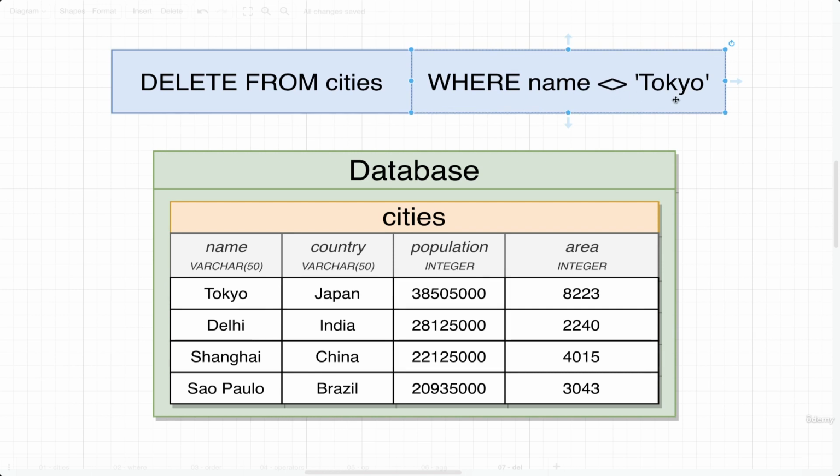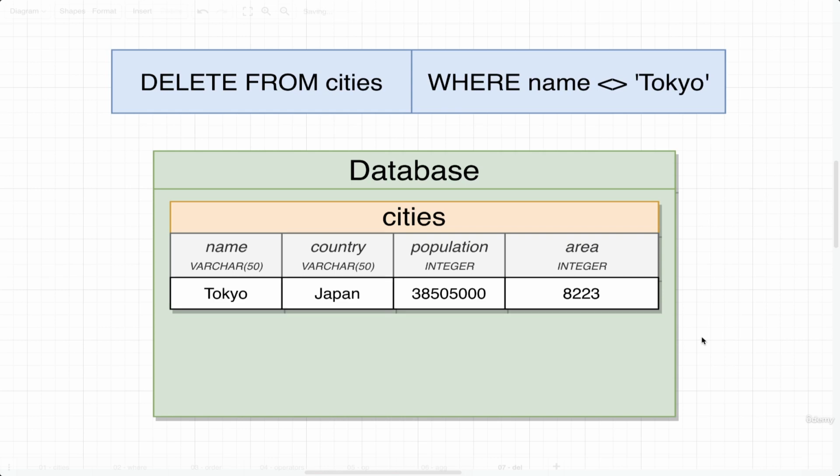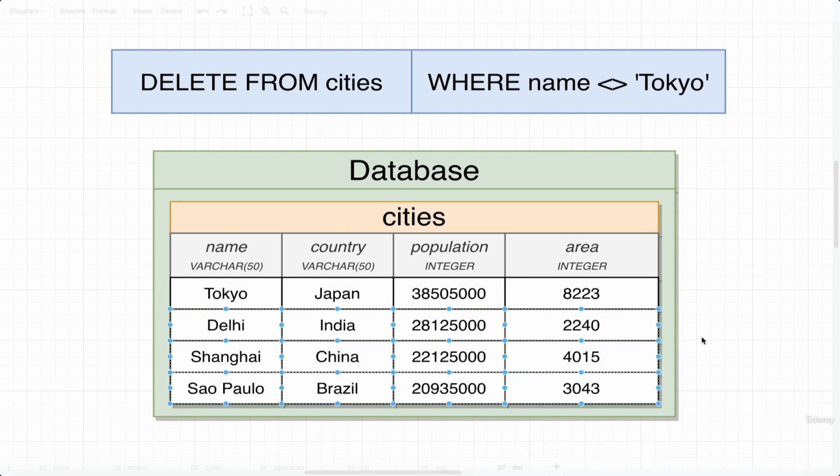Where name is not equal to Tokyo is going to find Delhi, Shanghai, and Sao Paulo. So we're going to select those three rows right there, and those are all going to get deleted in one go. So once again, just like update, we have to be very careful and very precise with this where statement at the very end, and make sure that we're always selecting exactly the row that we want to delete. And once again, like I said just a moment ago, I'm going to show you some tools that we have inside of our toolbox to make sure that we always point to exactly the row that we want to delete.